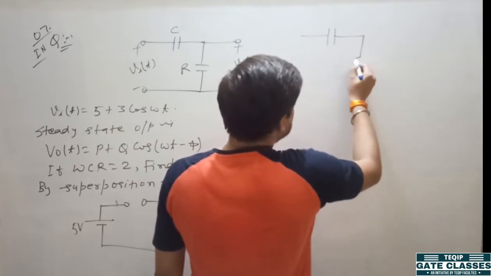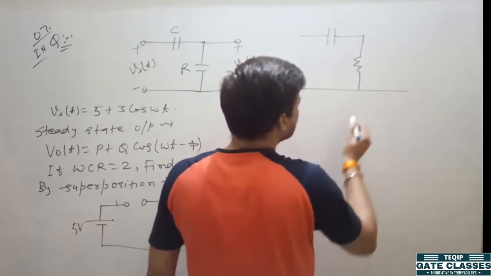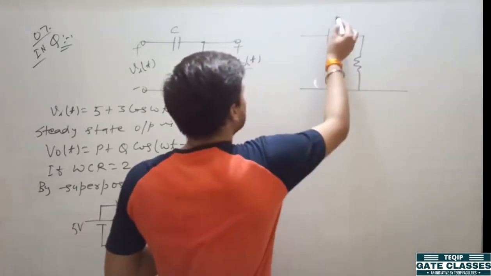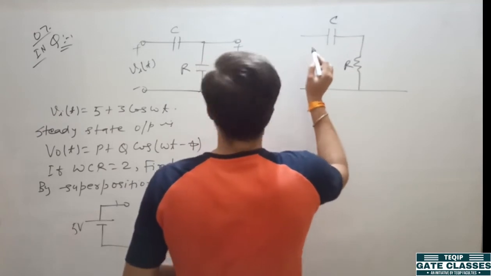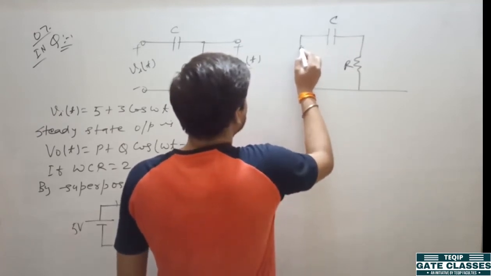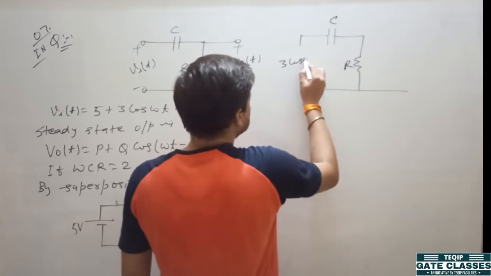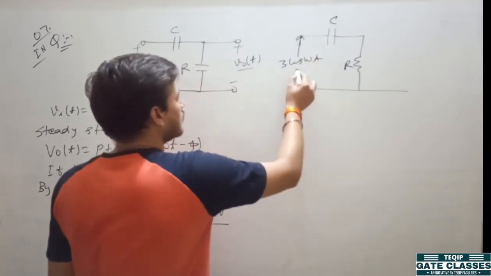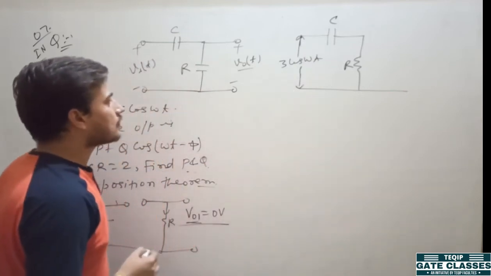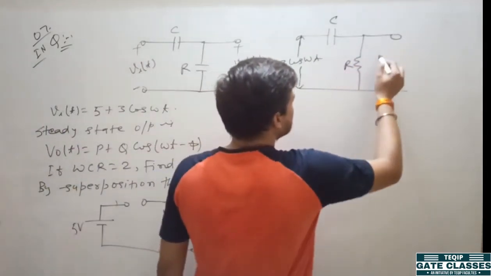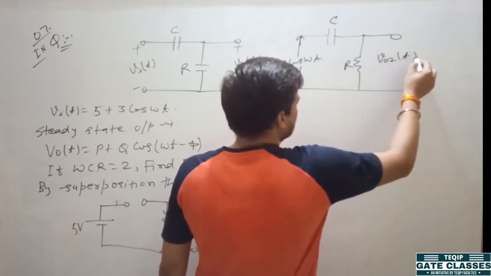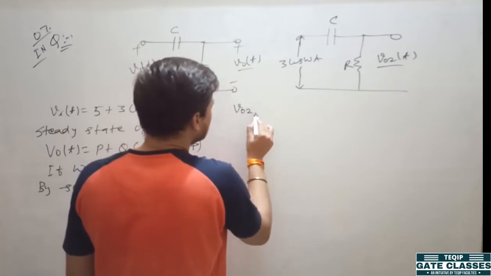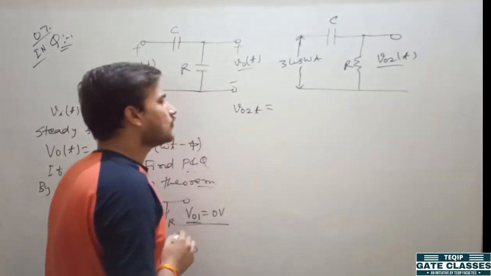This is R. Now you are connecting a voltage source of 3 cos omega t, a voltage of 3 cos omega t. Clear? If this is 3 cos omega t, next you have to write the expression. Here it will be Vo2(t). So Vo2(t) will be how much?